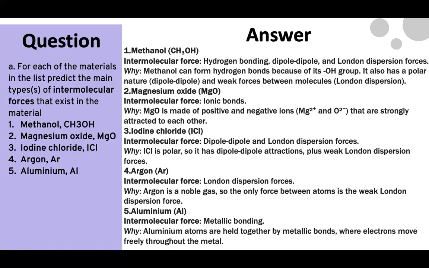For iodine chloride, the intermolecular forces are dipole-dipole and London dispersion forces. The reason is that iodine chloride is polar, so it has dipole-dipole attractions plus weak London dispersion forces. For argon, the intermolecular force is London dispersion forces. Argon is a noble gas, so the only force between atoms is the weak London dispersion force. And for aluminium, the force is metallic bonding. Aluminium atoms are held together by a metallic bond where electrons move freely throughout the metal.